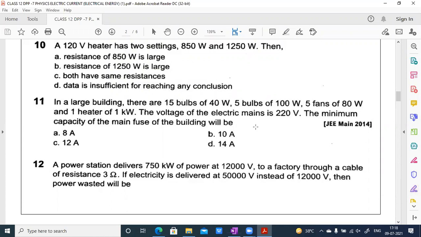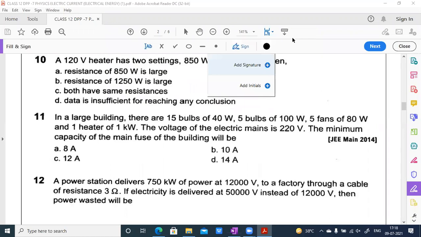सारी power ऐड कर लेते हैं, the total power of all of these, and then divide by voltage, power P is equal to VI. From there we can calculate the total current, maximum current that can enter. Right?